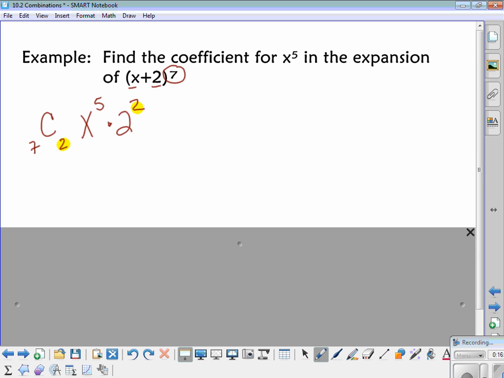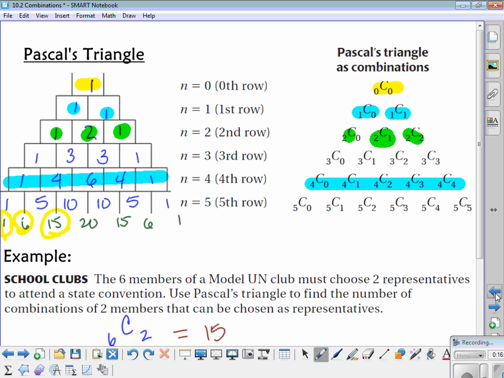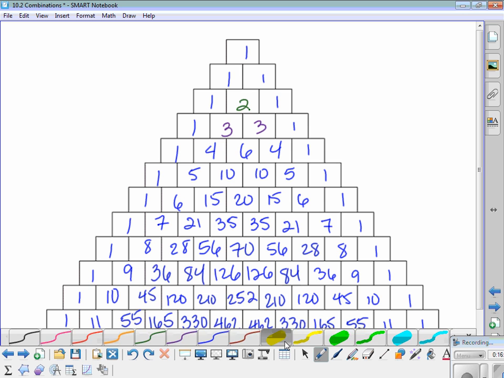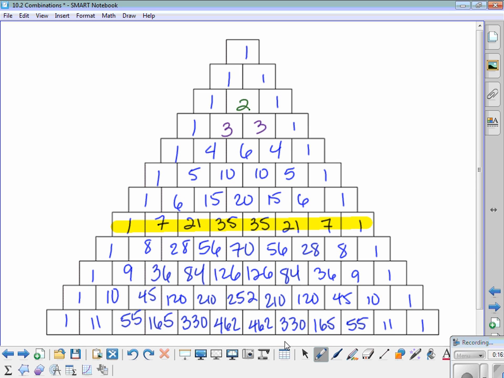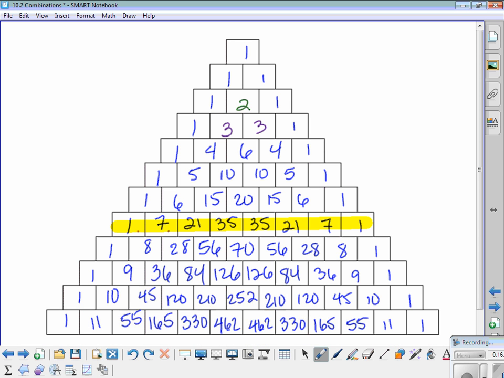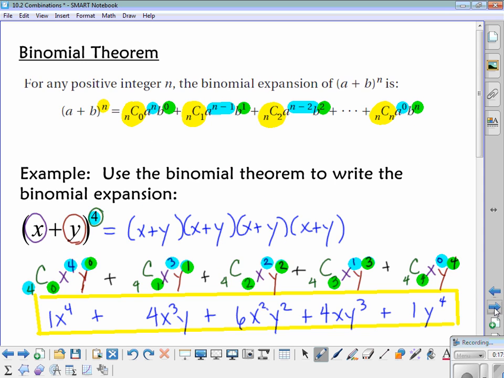So which row of my Pascal's triangle am I dealing with now? The 7 row, right? All right, so let me go back over to where we had the whole triangle. Okay, so I'm talking about this row right here with the 7s in it. So my first one, that's 7 choose 0, 7 choose 1, 7 choose 2. So 7 choose 2 is what? 21.